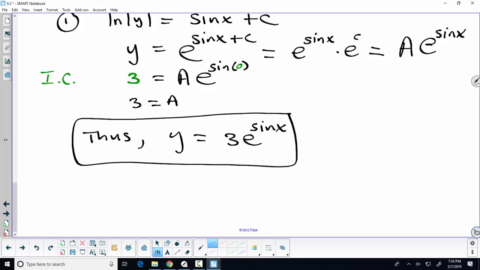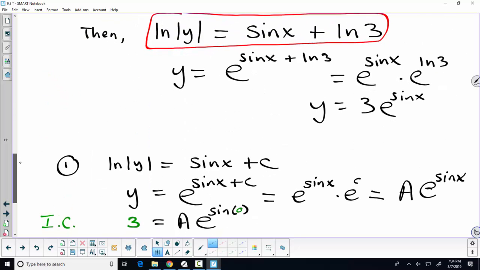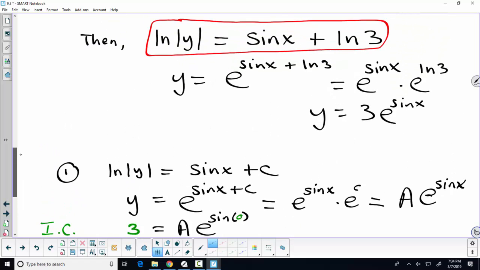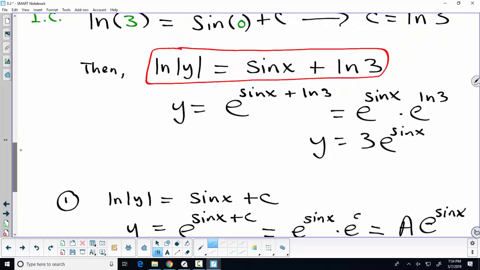Any questions on that? Yeah. Would you count it wrong if on an exam we wrote it as e to the sine x plus ln 3 all in the exponent instead of pulling that 3 out? Yeah, so this thing right here, that's okay. You've basically got the solution. It doesn't really matter all that much saying it's 3 e to the sine x or e to the sine x plus ln 3. It's really the same thing.